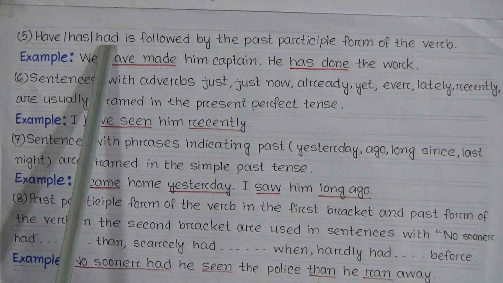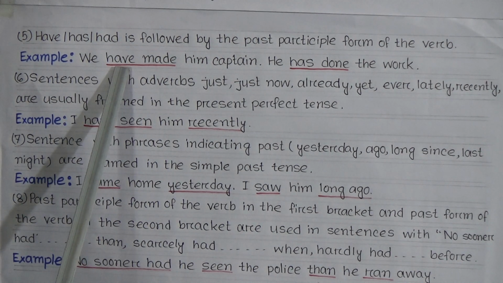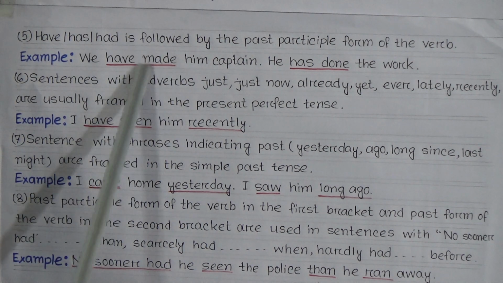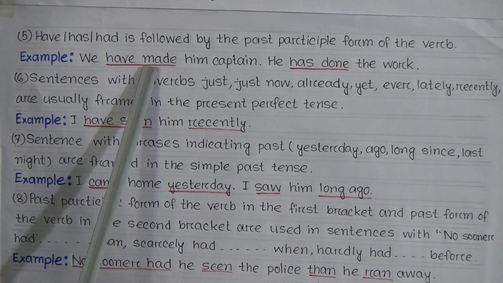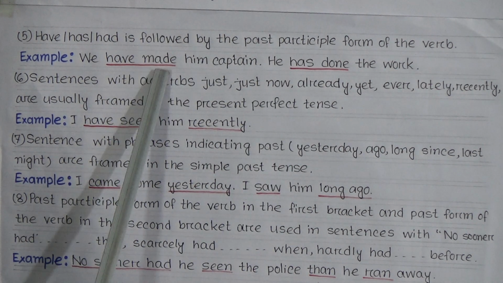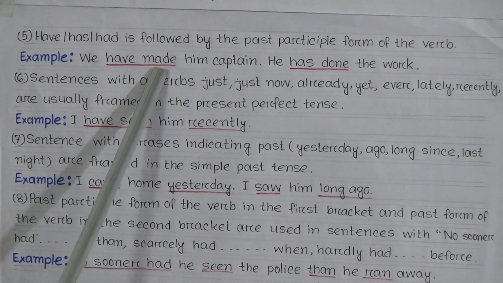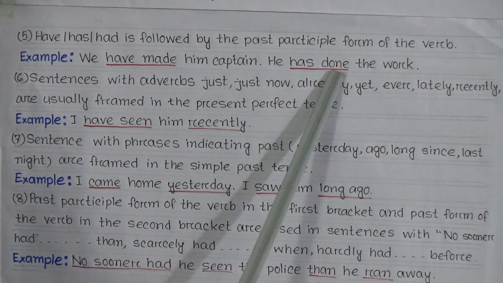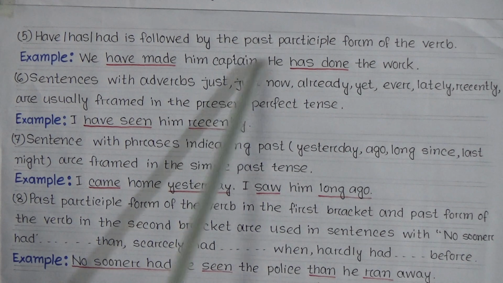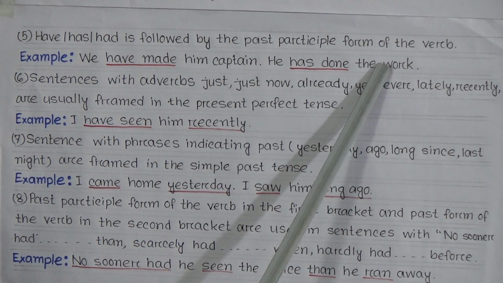So if you get have, has, had in any sentence, and if it indicates present perfect tense, then you have to use the base form. No, not the base form, it will be present perfect tense, the past participle form of the verb. Here you can see made, and we have written made because made is the past participle form of make, and done is the past participle form of do. So: we have made him captain, he has done the work. These are examples of present perfect tense.